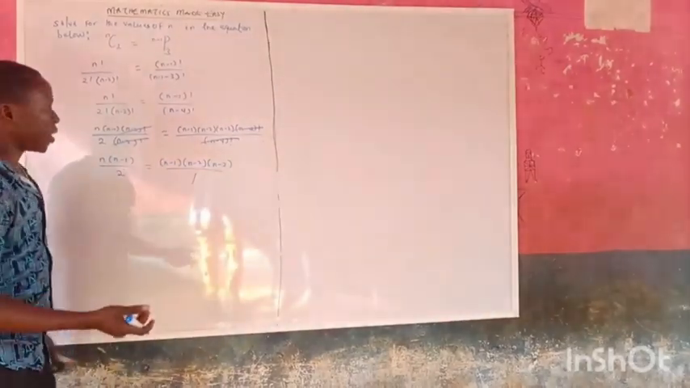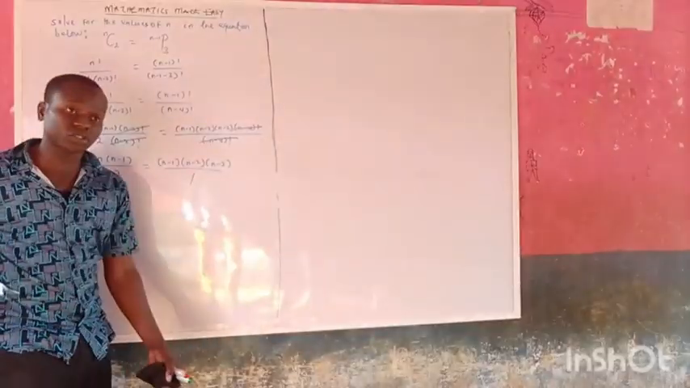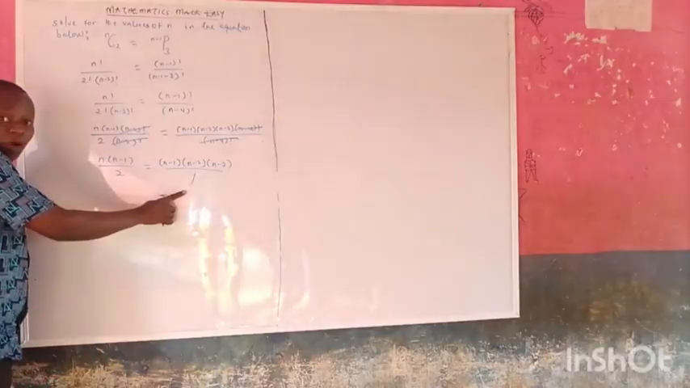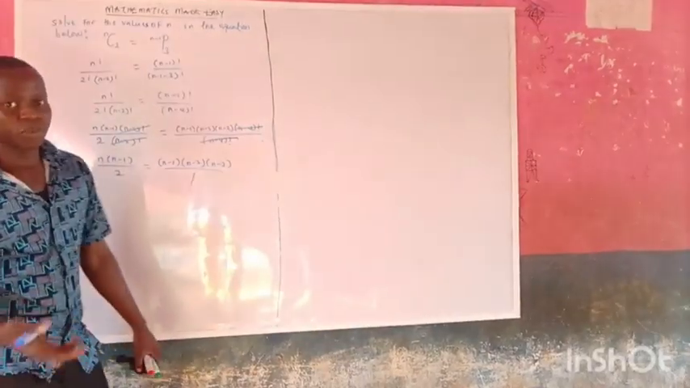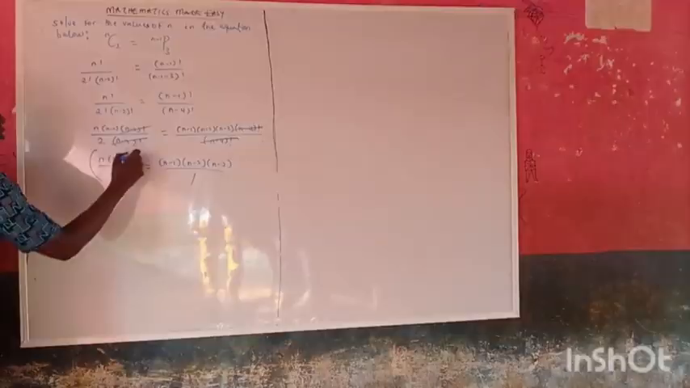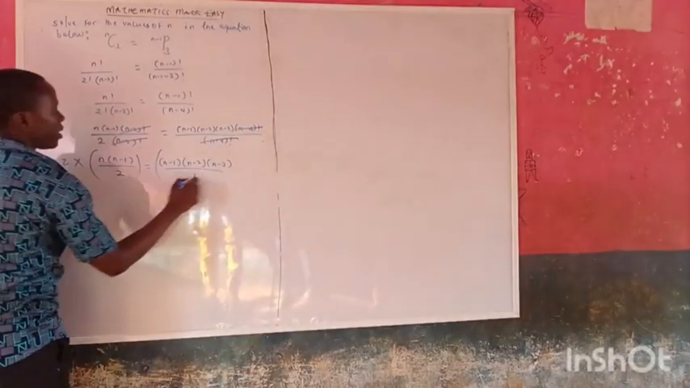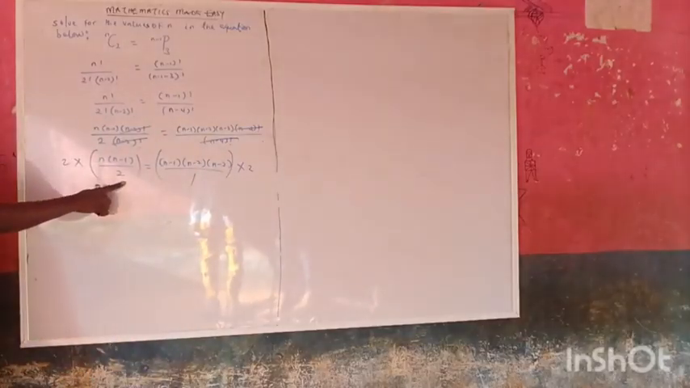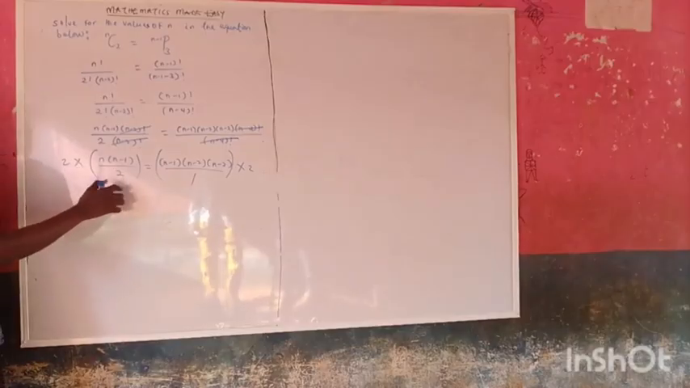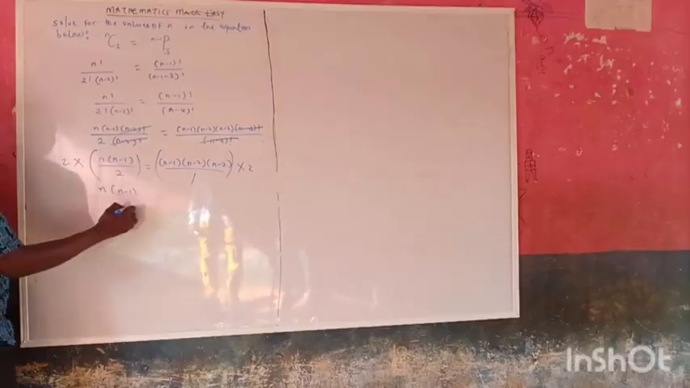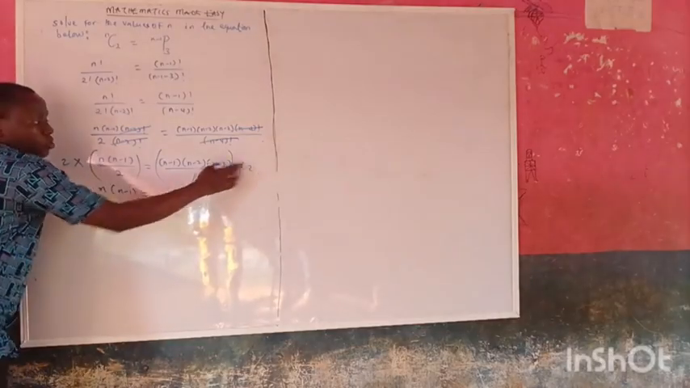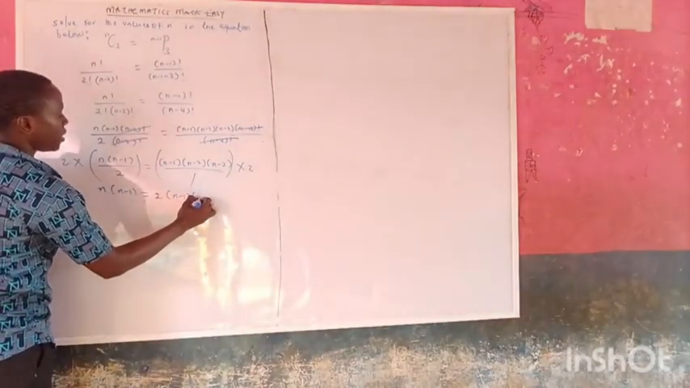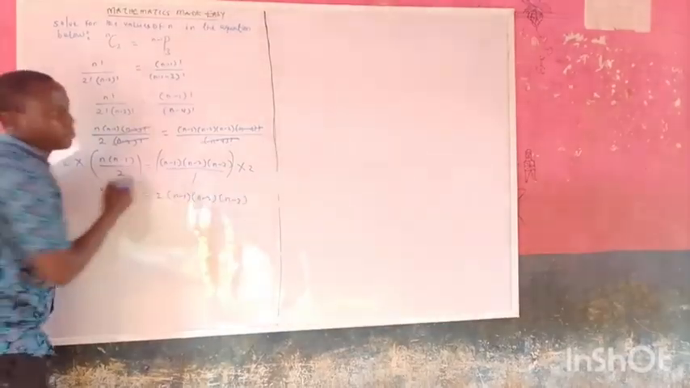So we can clear the fraction. How do you clear the fraction? You can multiply both sides by the LCM. What's the LCM of 2 and 1? That is 2. So you multiply both sides by 2 to clear the fraction. If you do that, 2 will cancel out 2 here, so we have n into n minus 1 equals, then you can use 2 to multiply everything here. So we have 2 into n minus 1, n minus 2, n minus 3.